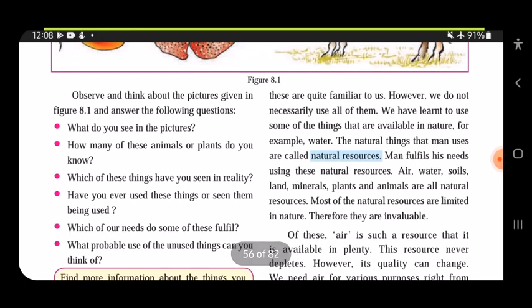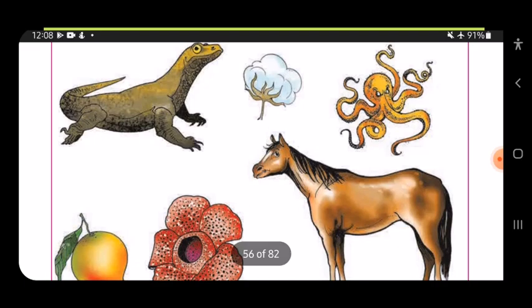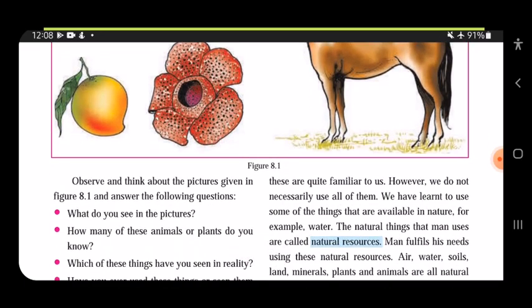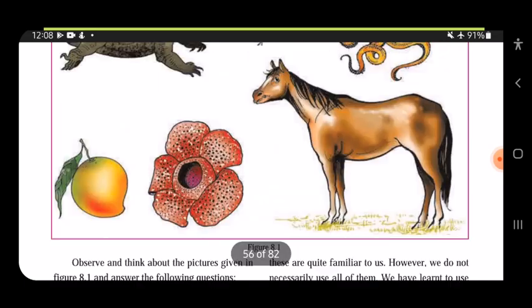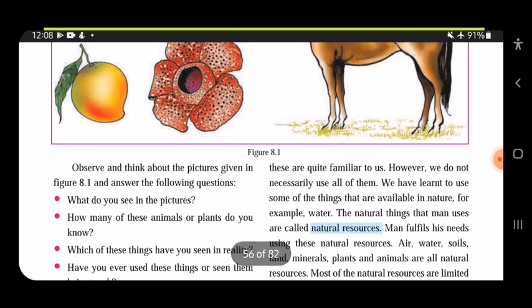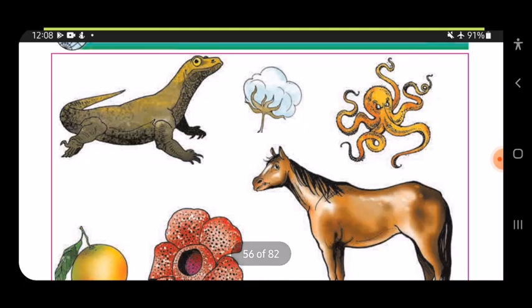Observe and think about the pictures given in figure 8.1. So you can see here some pictures are given to you. What do you see in the pictures? These are all natural resources. How many of these animals or plants do you know? There is a monitor lizard and there is a horse. So you all must have seen a horse, you all might have seen an octopus, but a monitor lizard we might not have seen.